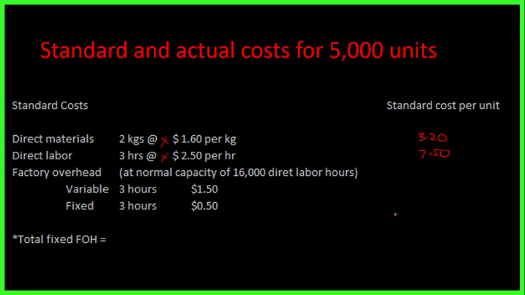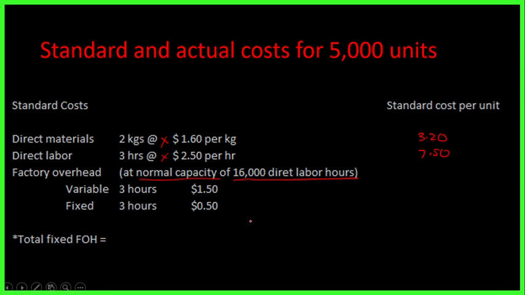This time it's divided into fixed and variable components. Here it states that these are your costs at normal capacity. We already discussed normal capacity in cost accounting before. Normal capacity is also known as your realistic capacity. There are many terms for that. This is different from your ideal capacity or maximum capacity. It states that the normal capacity is 16,000 direct labor hours.